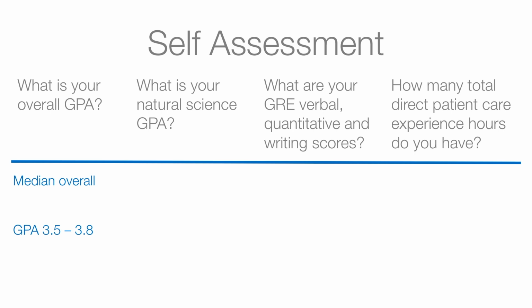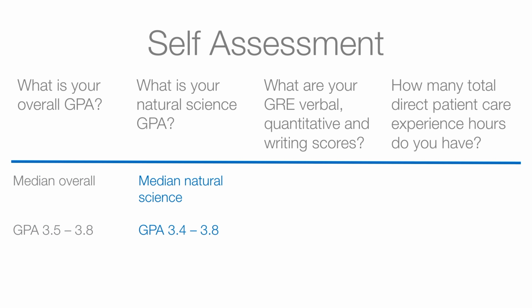The median overall GPA is 3.5 to 3.8. If your overall GPA is between 3.5 to 3.8, then mark this in yellow. If your GPA is above 3.8, then mark this in green. If your overall GPA is below 3.5, then mark this in red.